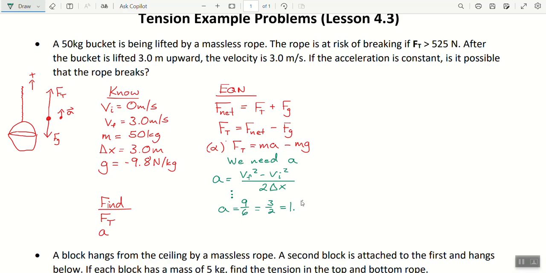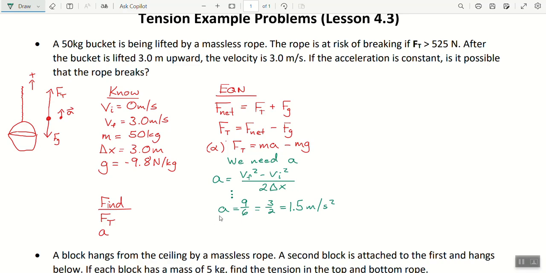1.5. Okay. 1.5 what? What are the units that I get for acceleration? Meters per second squared. Now, we don't normally do it, but is there another one that I could? What's the same as meters per second squared? You could use newtons per kilogram. Okay. Now that we have acceleration, I'm just going to say that, check it out.